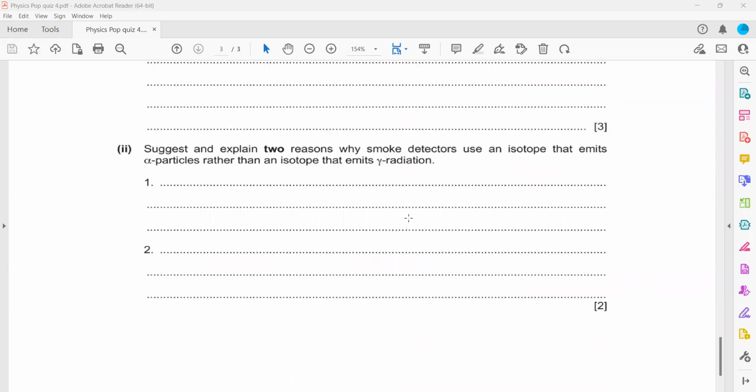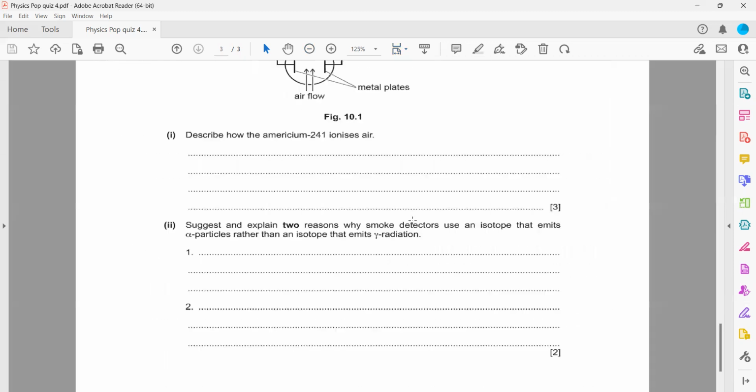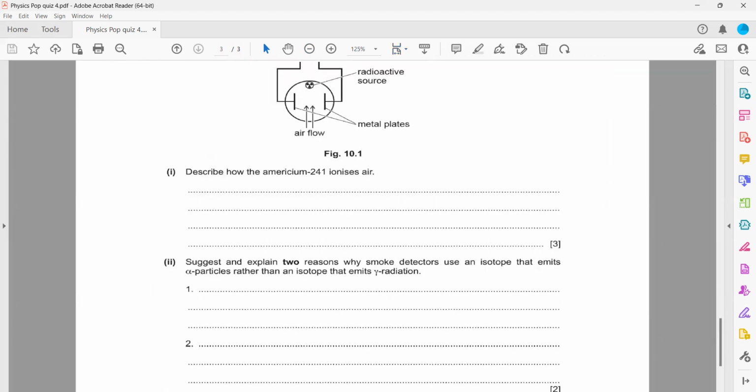Then suggest and explain 2 reasons why a smoke detector uses an isotope that emits alpha particles rather than gamma emission. First thing, we want the air to be ionized. That is the working principle. If air is not ionized, it won't work. So one reason is that alpha particle has a greater ionization, so it will ionize the air easily, because ionization of air is responsible for the working of the smoke detector.